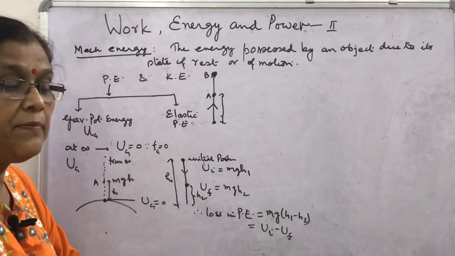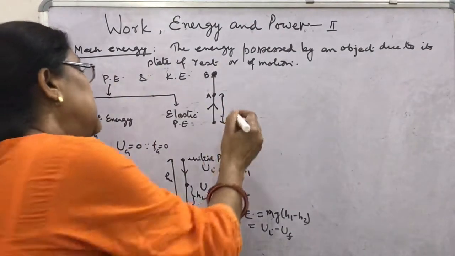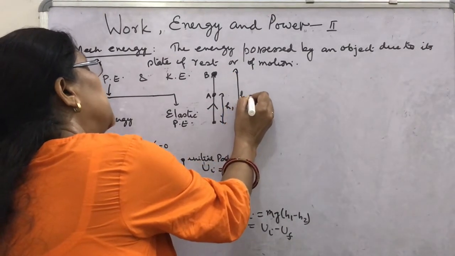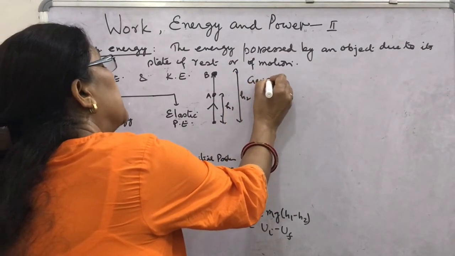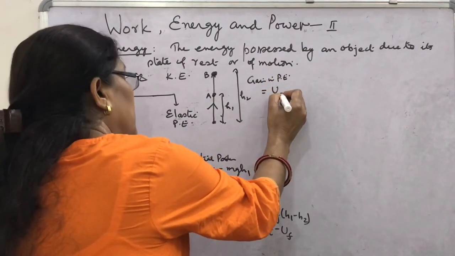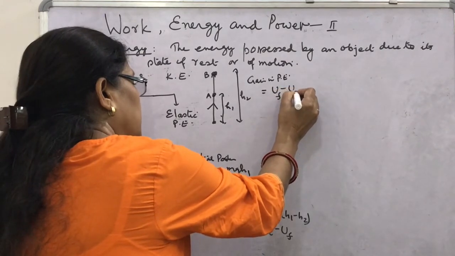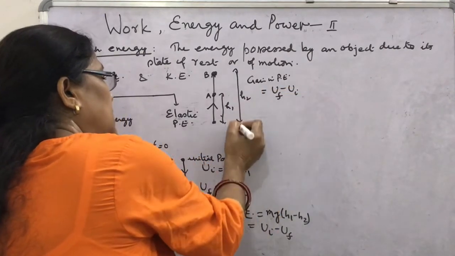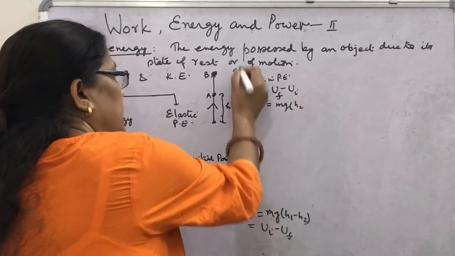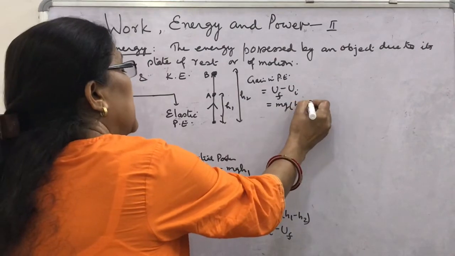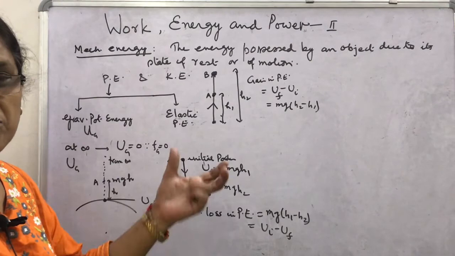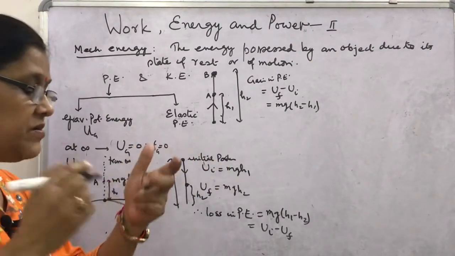Then if this is the height h1 and this is the height acquired h2, then the gain in potential energy, how will you find it? This will be U final minus U initial. What is final? This is mgh2, and this is minus mgh1. So in this way you can find how the gravitational potential energy is calculated.